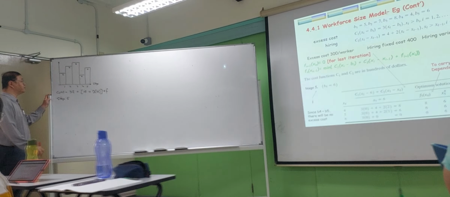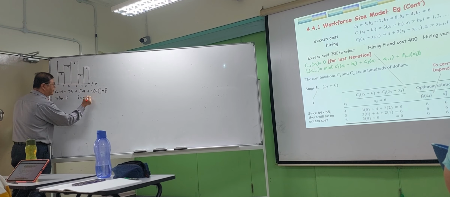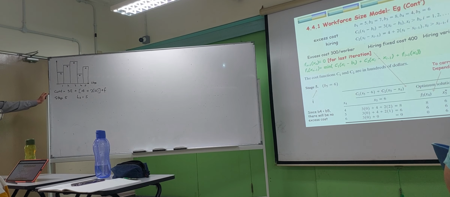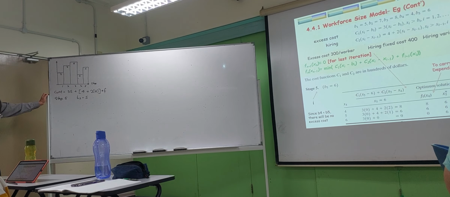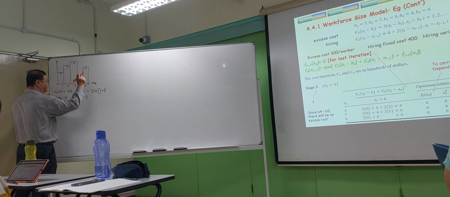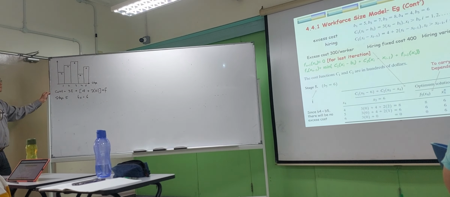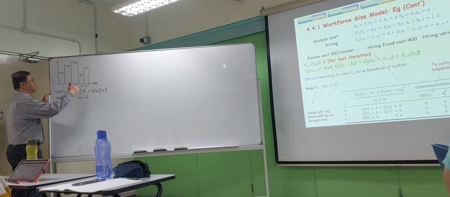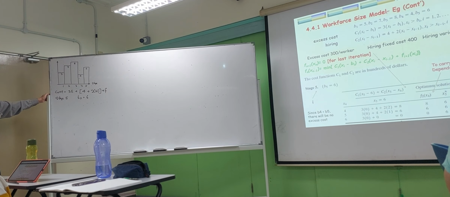Alright? So first thing we write down is B. Okay? So B5 equal to 6. Now you see here you need 6 workers. Any reason that you need to keep more than 6 workers?